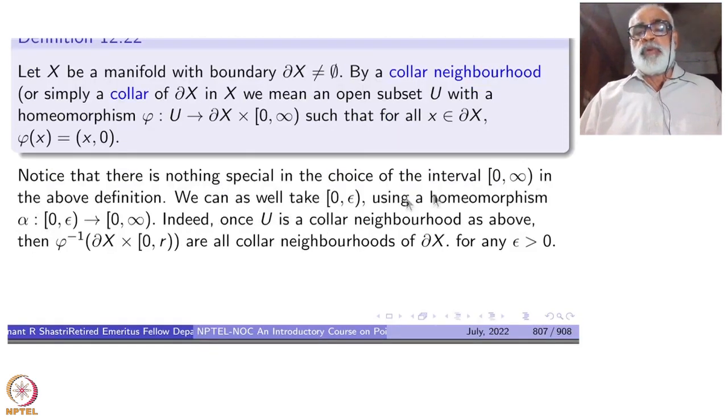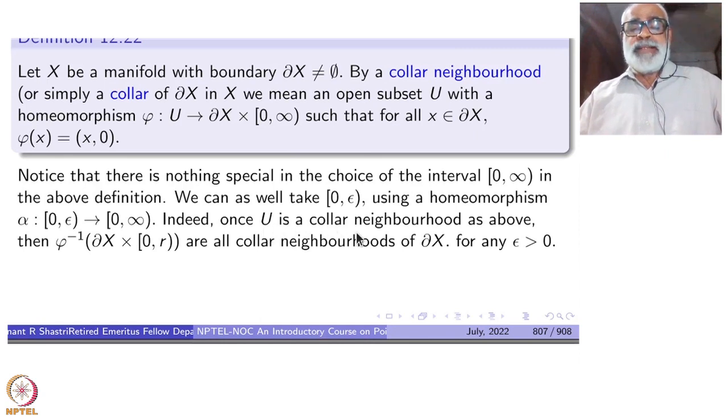Now there is nothing special about the choice of this half open interval [0, infinity). You could have taken [0, epsilon), because we know [0, epsilon) is also homeomorphic to [0, infinity). Indeed, once U is a collar neighborhood as above, look at the subspace phi inverse of the boundary of X cross [0, r). Take the inverse image. That will be another open subset which will contain the boundary of X, and it will be again homeomorphic to the boundary of X times [0, r), obviously, which you can compose with another homeomorphism to make it [0, infinity) to satisfy this definition.